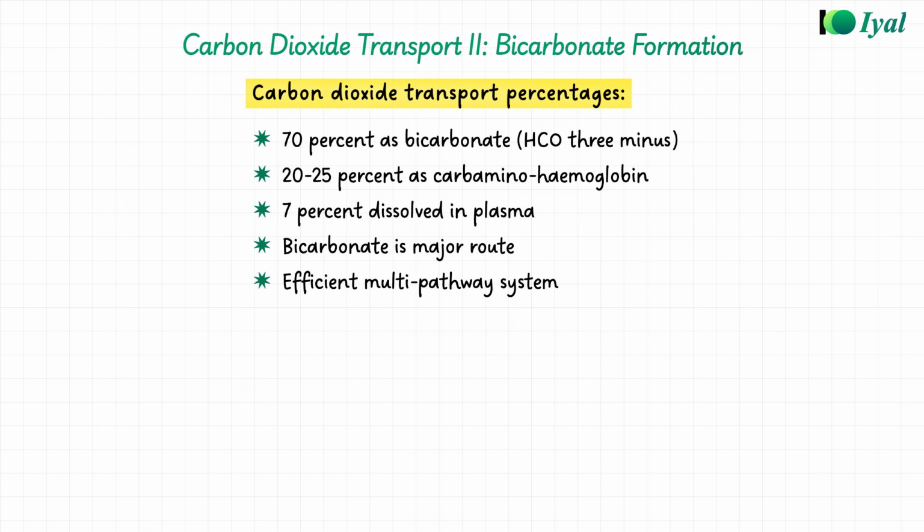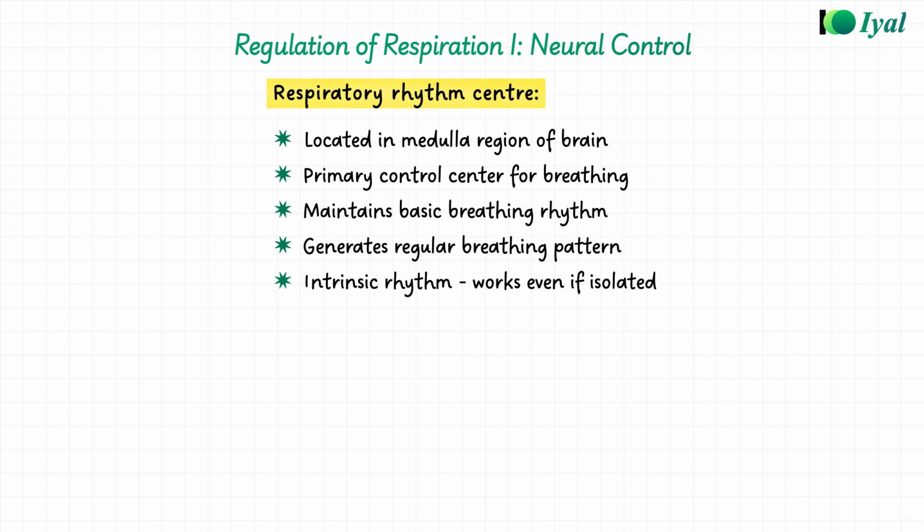Every 100 milliliters of deoxygenated blood delivers approximately 4 milliliters of carbon dioxide to the alveoli. So we have three different methods working together to remove this dangerous metabolic waste efficiently. Your breathing is not random, no. It is controlled by your brain.